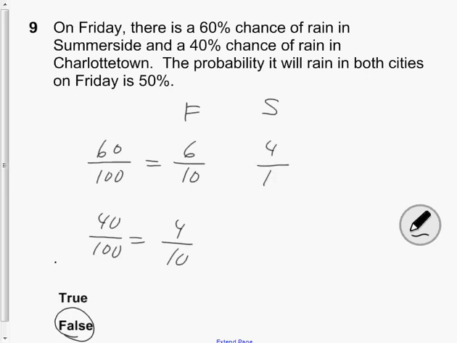So I can put that over here. And if I want to find the combined probability, we would multiply those two together. 6 times 4 gives me 24. 10 times 10 gives me 100. So therefore, for Friday and Saturday, the combined probability is not 50%, but rather a 24% probability, theoretically, that it will rain in both cities on that day.